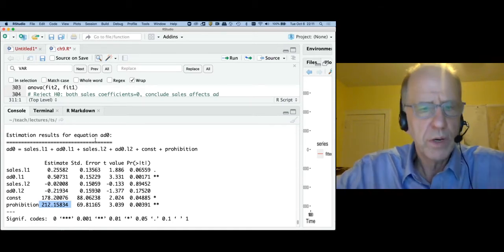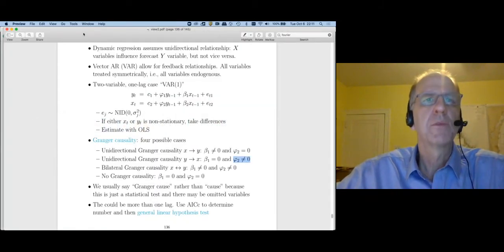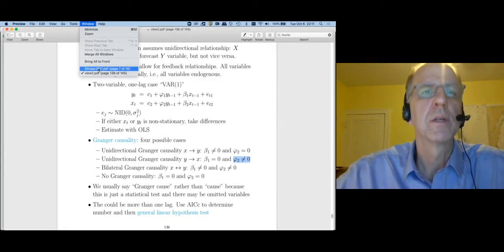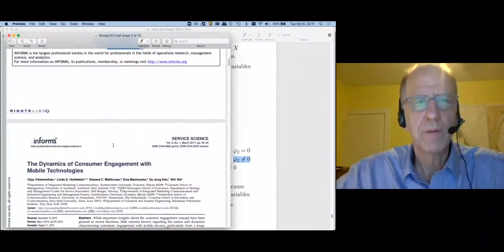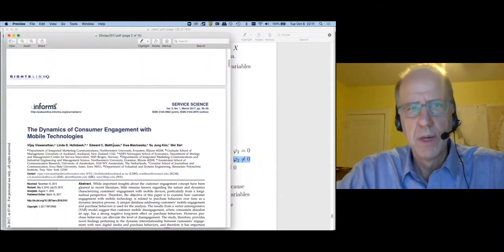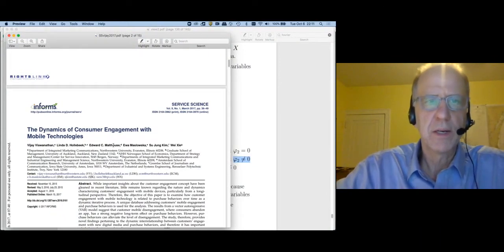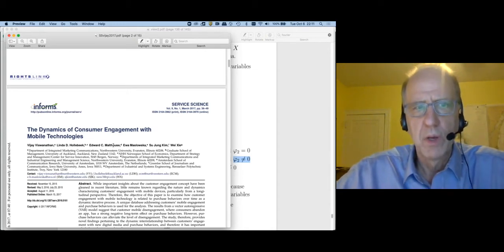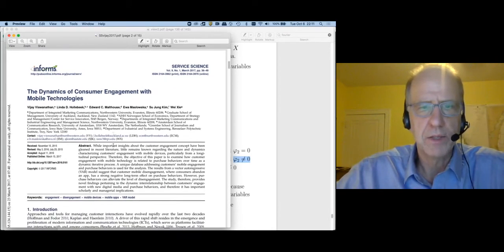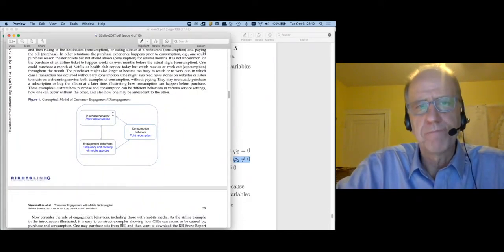I'd like to mention one other example. This example comes from a paper that I worked on a couple of years ago, and I've put this out on Canvas. This paper tries to understand the dynamics of customer engagement with mobile technologies. So I'd like to tell you a little bit about Air Miles.